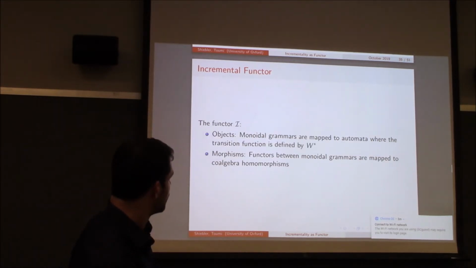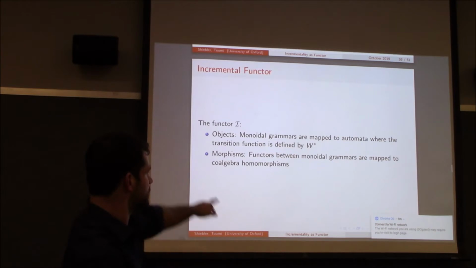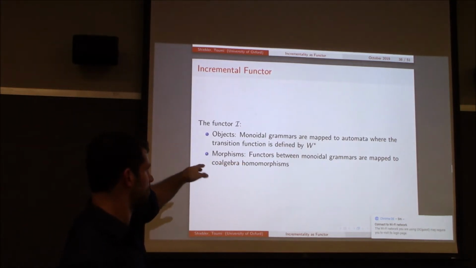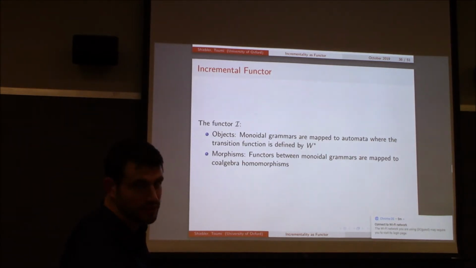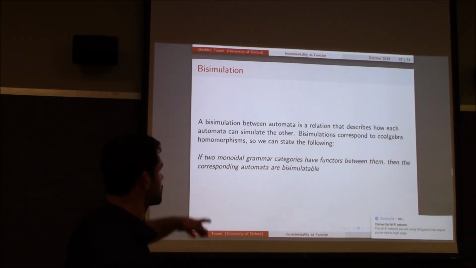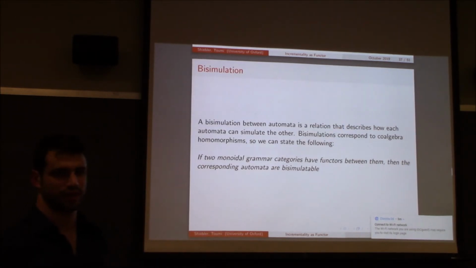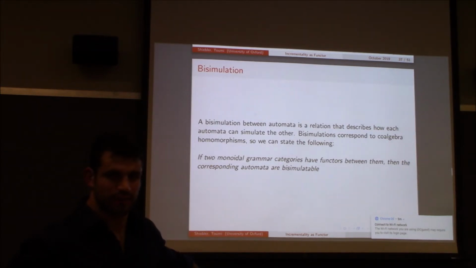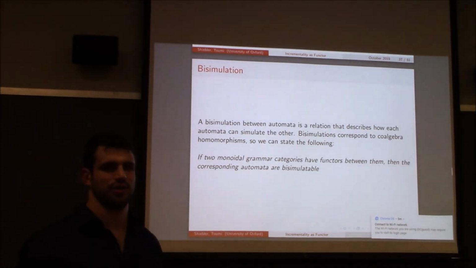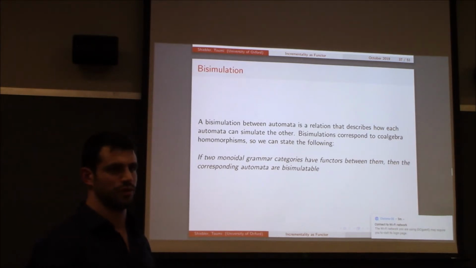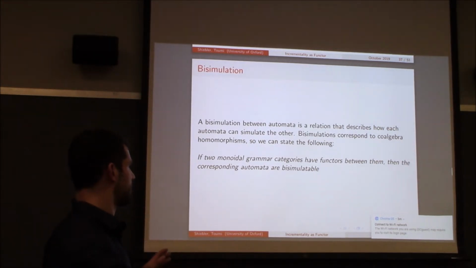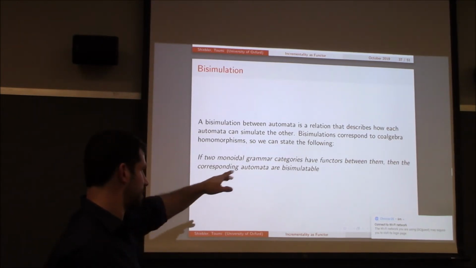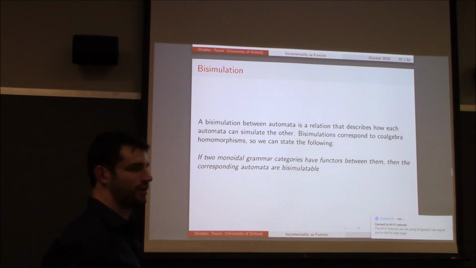So this is just our monoidal grammars mapped to automata, and our functors between monoidal grammars mapped to coalgebra homomorphisms. To give an example of interesting things this lets us do: bisimulations between automata are a common notion we use when we talk about co-induction and whether automata behave the same way. And we can say that if monoidal grammar categories have functors between them, corresponding... Any old functors? Yeah.